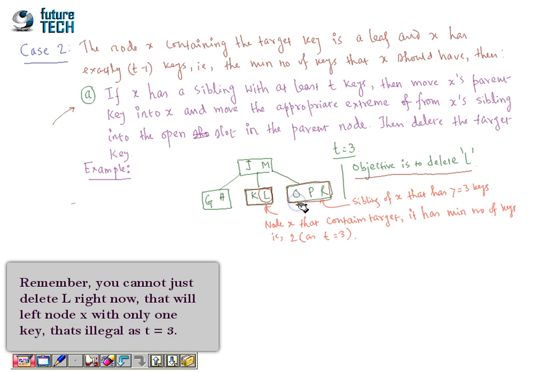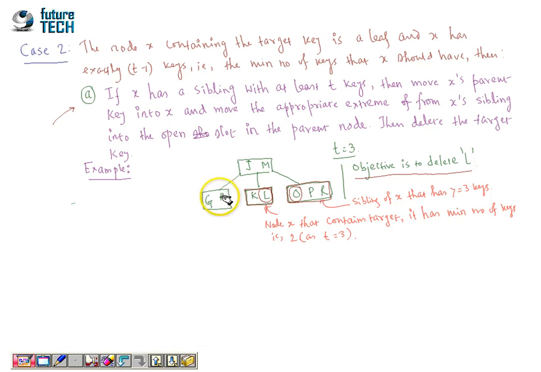The idea here is to find the appropriate extreme key. In this case it should be the left one. Had the sibling been on the left side of the target node X, then it should be the rightmost key. So just find the appropriate extreme key. Here it is O. Move this into the parent, and the appropriate key of the parent should be moved into the target node X. Then you can delete L.